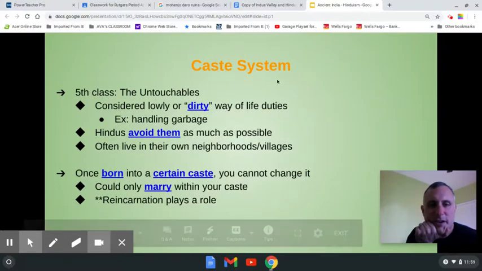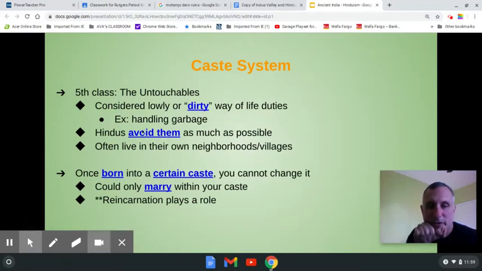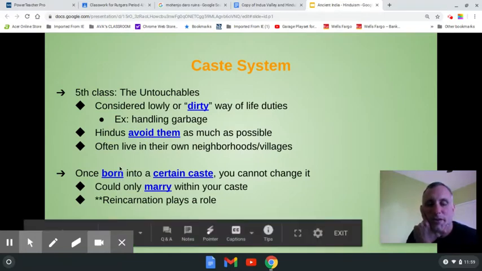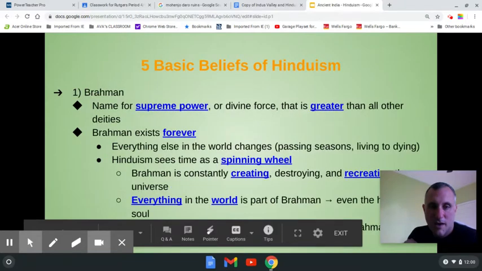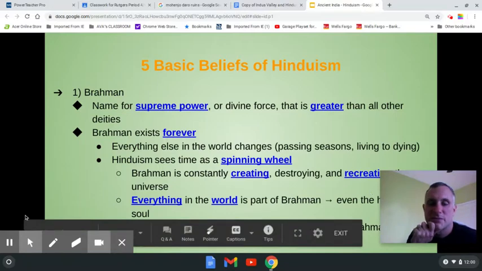Lastly, today we got to the 5th caste, the untouchables. We talked about them being considered dirty by other people. They might be the garbage man, physically dirty, or just dirty. Walking down the street, you'd actually walk to the other side of the street to be away from them if you saw them. They are avoided. If you're born into it, you can't change it. You can only marry people in your caste. Reincarnation is something we're going to talk about. And then the last slide we got to, for most classes, was Brahman.